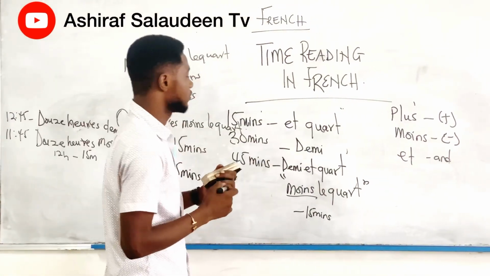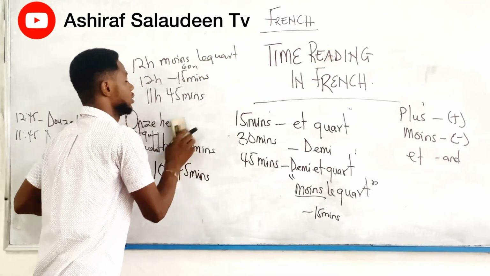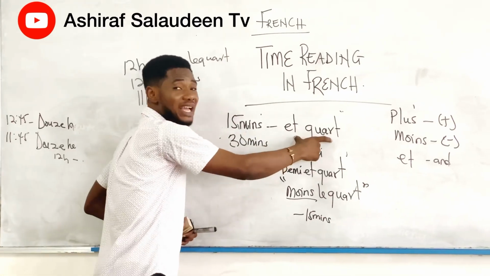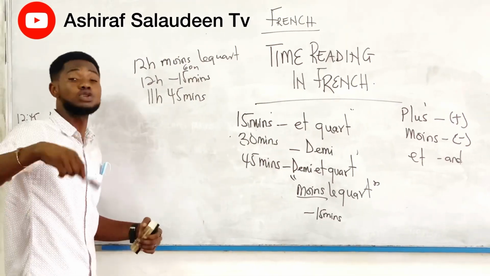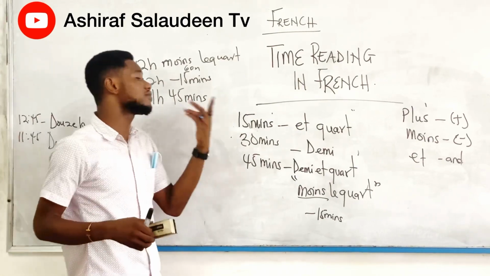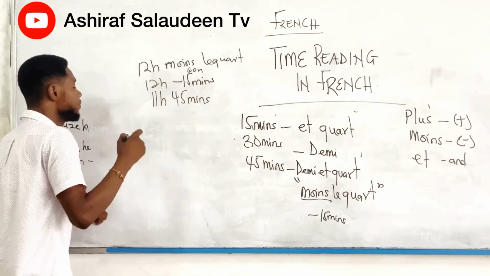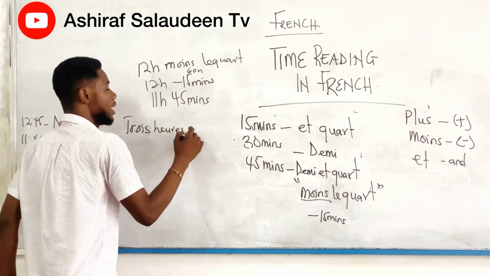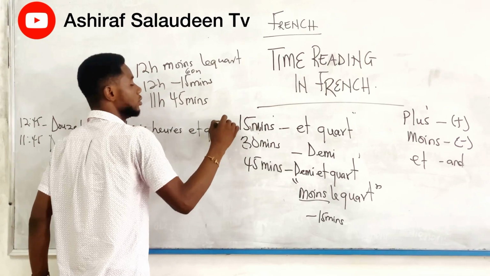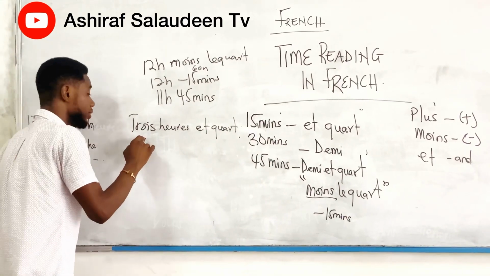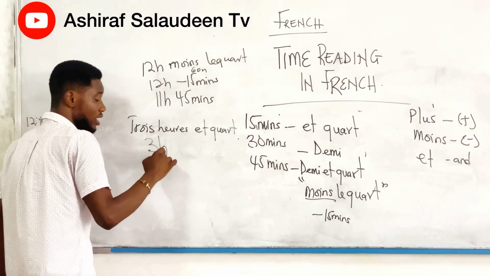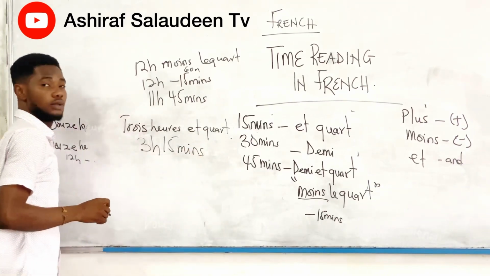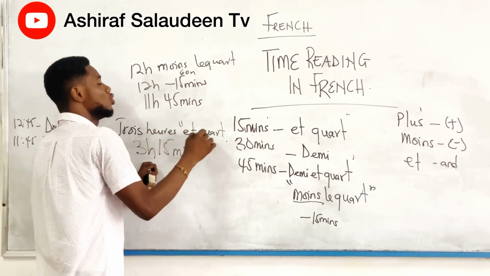Ladies and gentlemen, these are the terms in English. So sometimes they will give you a question and they will use the term quart instead of 15 minutes. So when you are told to state the time in English, you just have to know that quart is 15. So if you see 3h quart, you know 3 in English is 3. 3 hours, quart is 15 minutes. This is how you tell the time. So don't say you don't know what this is.